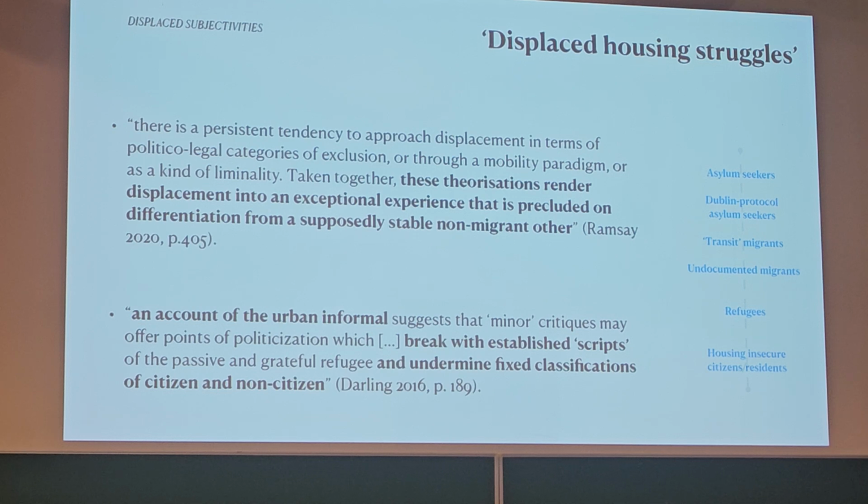And so the idea that we have to challenge the scripts of the spectrum of asylum seekers, and then there are maybe Dublin Protocol asylum seekers who cannot apply for asylum yet because they would be moved back to other European countries deemed to be responsible for them. And then there are transit migrants who maybe are passing through but not necessarily staying within an urban context. There are undocumented migrants, there are refugees, but there are also housing insecure citizens and residents who share similar experiences of displacement. And so the idea of broadening our understanding of displacement and the displaced subjectivities, not just as the legal categories connected to citizen, non-citizen, but to diversify them within and to include the citizens who are marginalized and who are experiencing displacement within their own urban contexts.